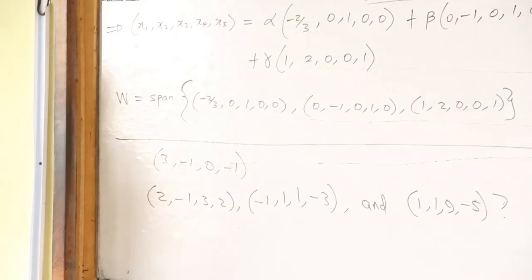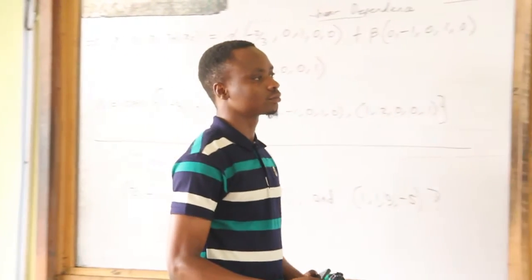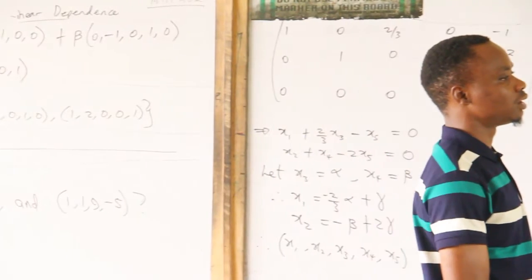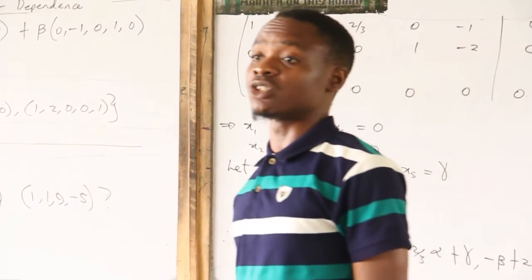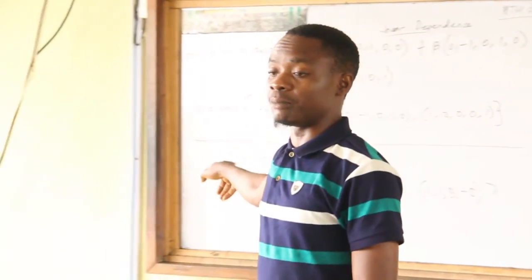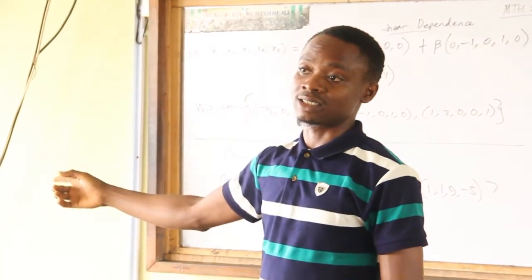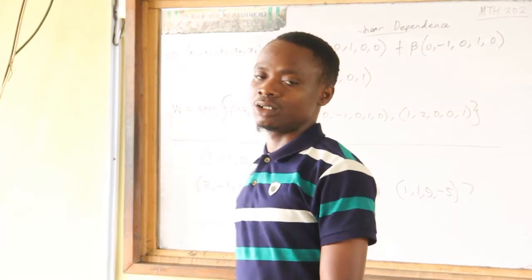So what do you think we are going to do here? Please pay attention. The question is equivalent to asking you if this can be written as a linear combination of that. Is that clear? Do you understand that?